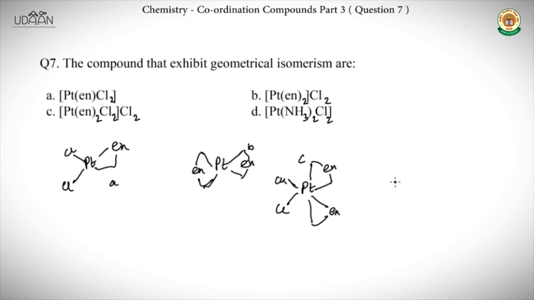Or you can have a trans sort of configuration where you have a Cl up and a Cl below the plane, Cl on opposite sides of the plane, and you have 2 ethylene diamine groups on the plane. So this is one answer. So C we know as an answer.